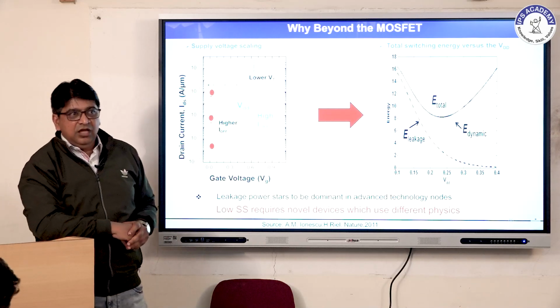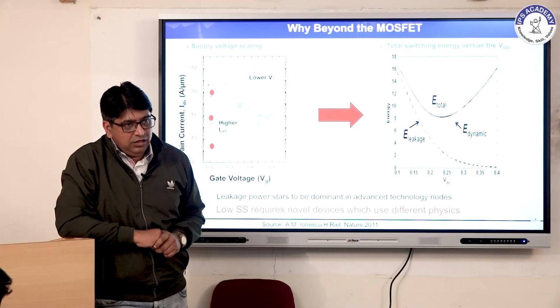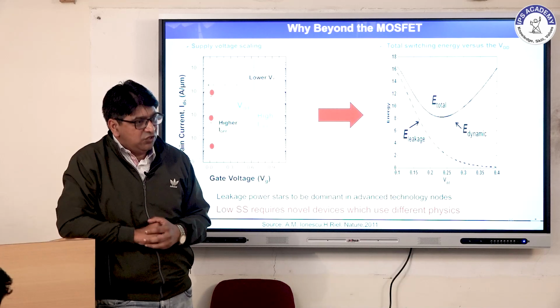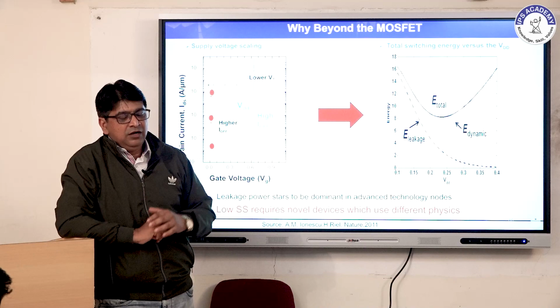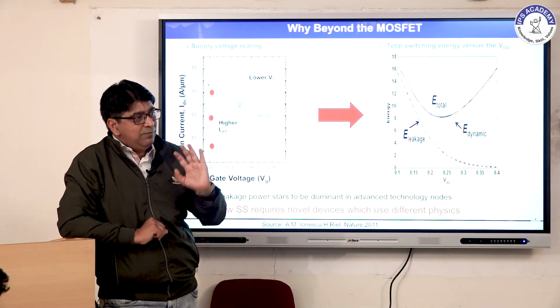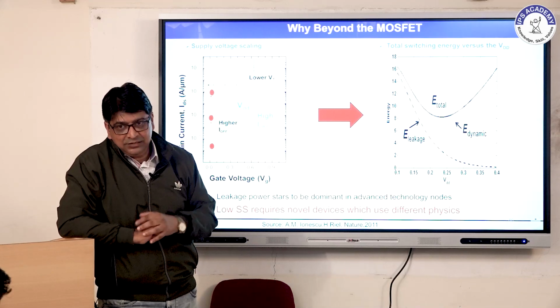So if you want to go for ultra low power applications, we should go for an alternative to the MOSFET. In the MOSFET, we can definitely improve the short channel effects and improve the leakage current up to some extent, up to 60 millivolt per decade. Multi-gate architecture is useful.